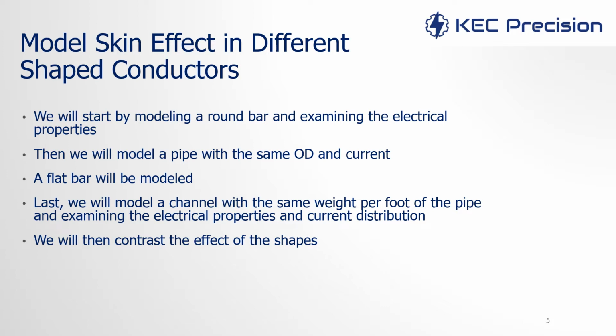The plan for this analysis is to model the skin effect in different shaped conductors. We'll start with a round bar, then a pipe, a flat bar, then a channel, and in the end we will contrast the effect of the different shapes.